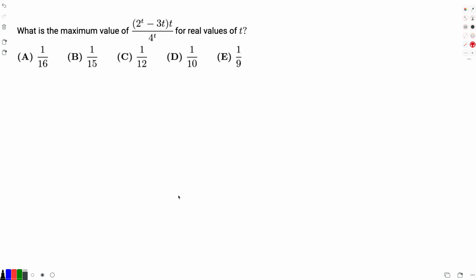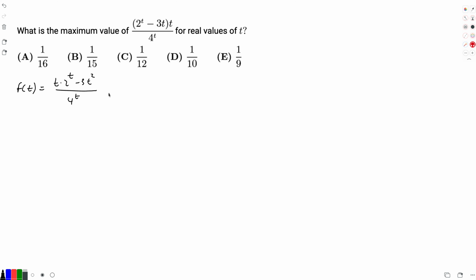Okay, if we were to use calculus, we actually have a pretty clear approach on how to do this. We distribute the t, and then we apply the quotient rule to find the derivative, set it to 0 to find critical points, and then test them to find the maximum value, right? So let's apply that strategy. Let f of t be the function t times (2^t - 3t) squared over 4 raised to power t.